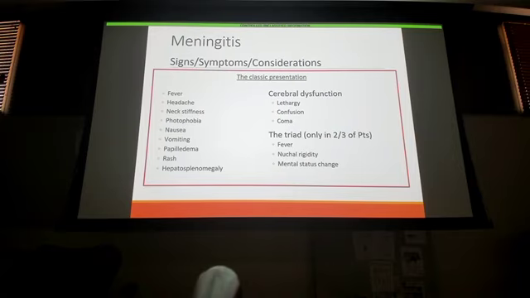All right, here are some classic symptoms of meningitis. And there on the bottom right, you see a triad: fever, mental status changes, and nuchal rigidity. Remember when we were talking about encephalitis, I had mentioned nuchal rigidity, it can be there, but it's just not as prominent as in meningitis.